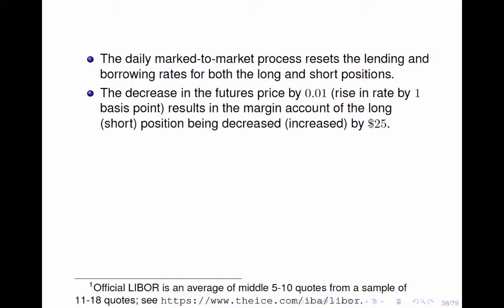From the previous example, we can see that the decrease in the futures price by 0.01, or equivalently a rise in the rate by 1 basis point, will result in the margin account of the long position being decreased by $25, or increased by $25 for that of the short position.